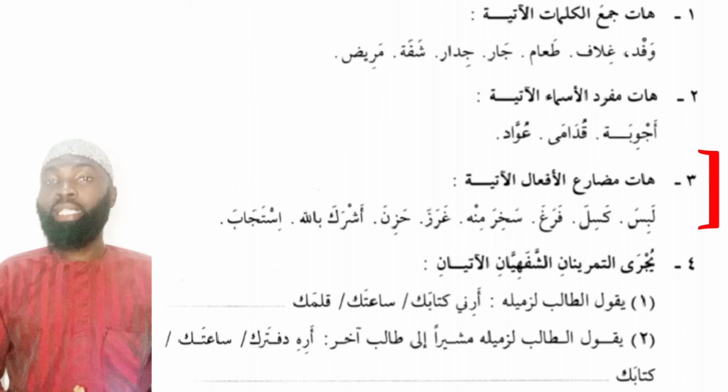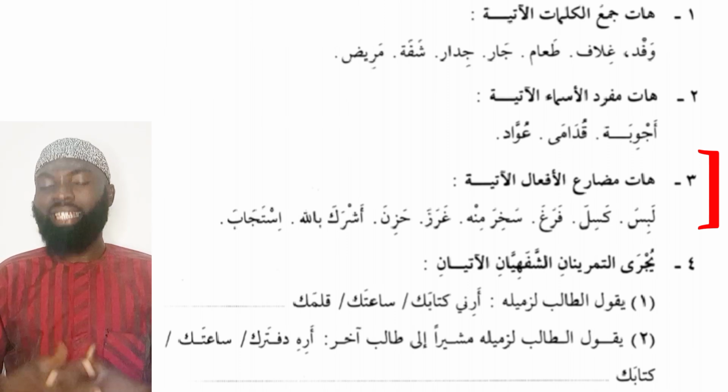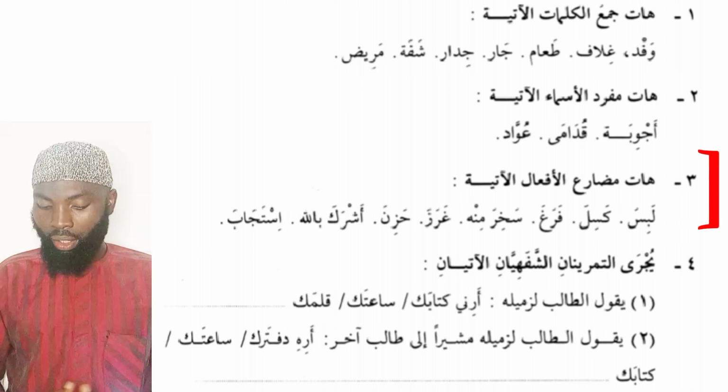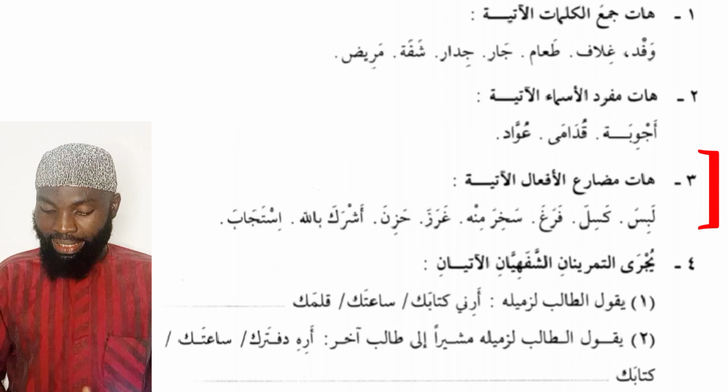The next exercise says, Hati mudari ala af'alil atiya, you are to provide the present tense of the following verbs. The first one is labisa, he wore. Yalbasu, he is wearing. Kasala, which means he was lazy. Yaksalu is being lazy. Farigo, yaforogu, to empty, to finish. Sakhiro minhu, he made mockery of. So yaskharu minhu, can you see? Goroza, to implant. Yagorizu, he's implanting.